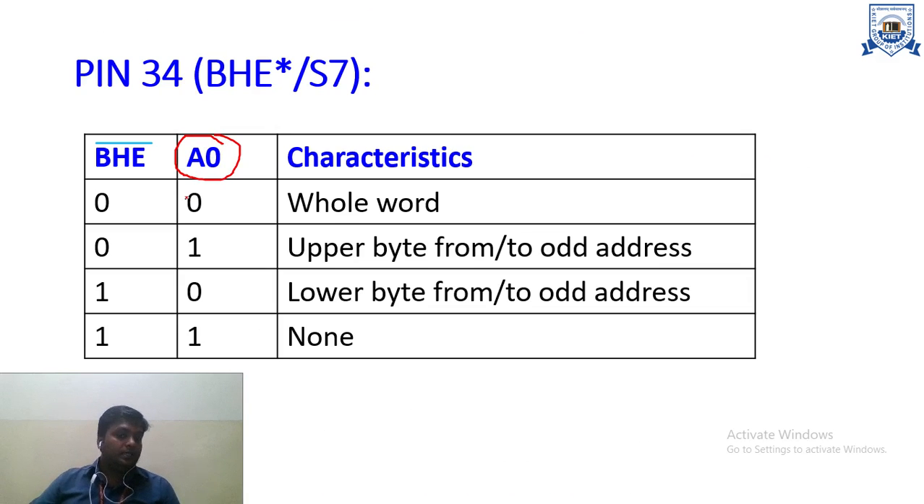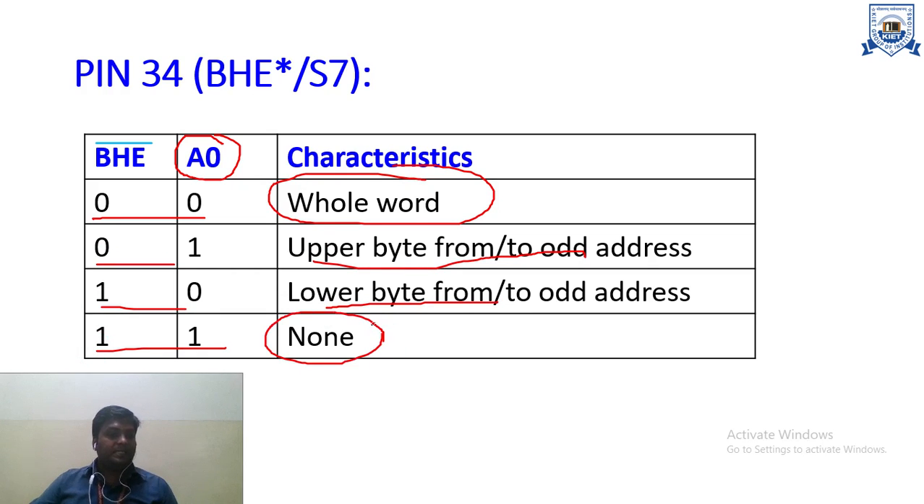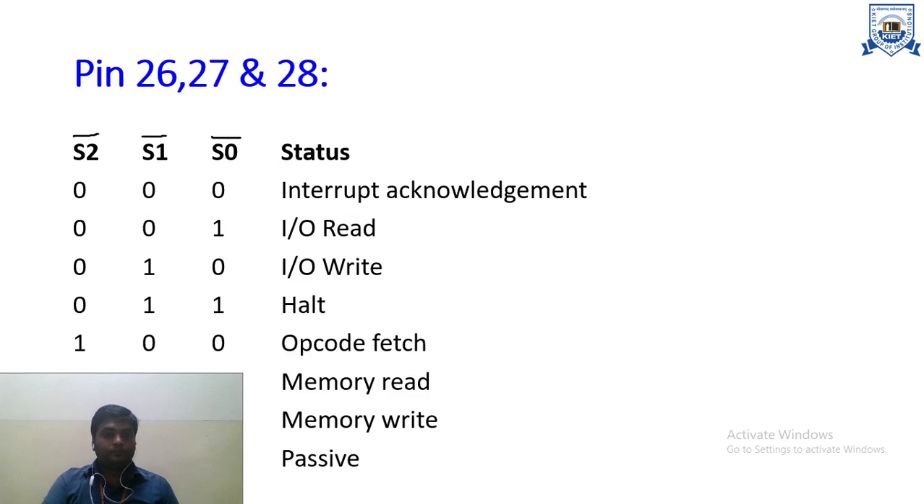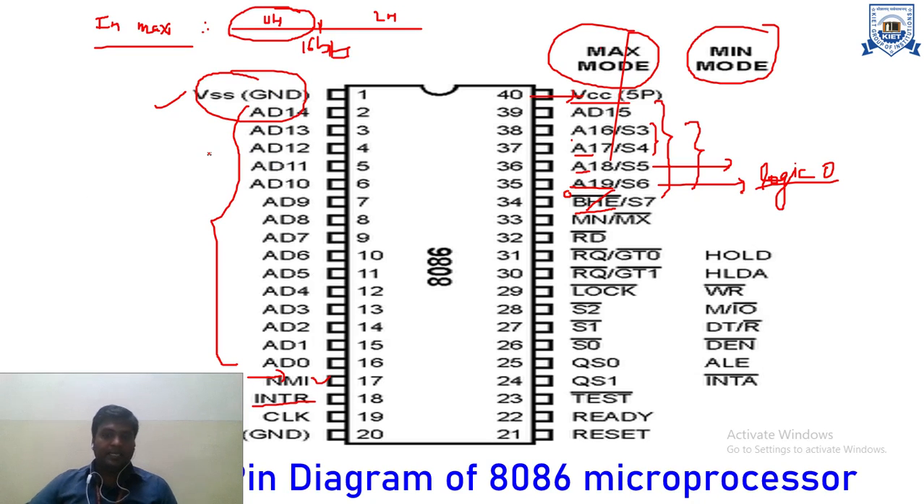If bus high enable and A0 are 0, 0, that means we are reading the whole word. If it is 0, 1, that means only the upper byte is read or written. When it is 1, 0, that means the lower byte is read or written. And when it is 1, 1, that means there is no operation. So always remember that the bus high enable pin is always used in conjunction with A0. Okay, so that is the meaning of bus high enable and S7.